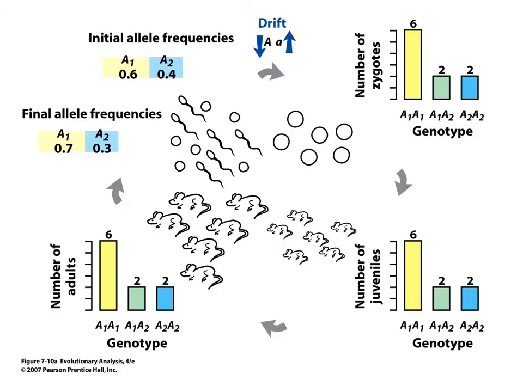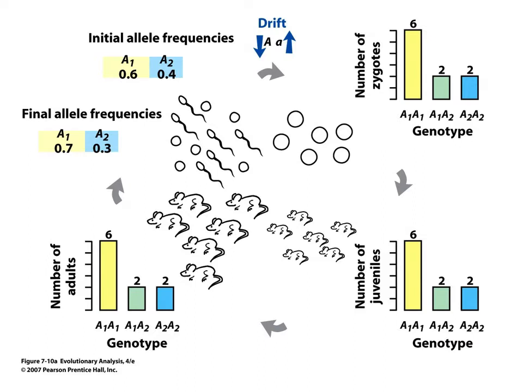Okay, so let's do this with a theoretical population of mice. We're going to start up here on the top left corner. Again, the allele frequency is 60% A1, 40% A2. In our gene pool, we're going to reach our hand in, grab one gamete out, and let's say it's an A1, and then the second gamete is an A2. We therefore have made an A1, A2 individual.